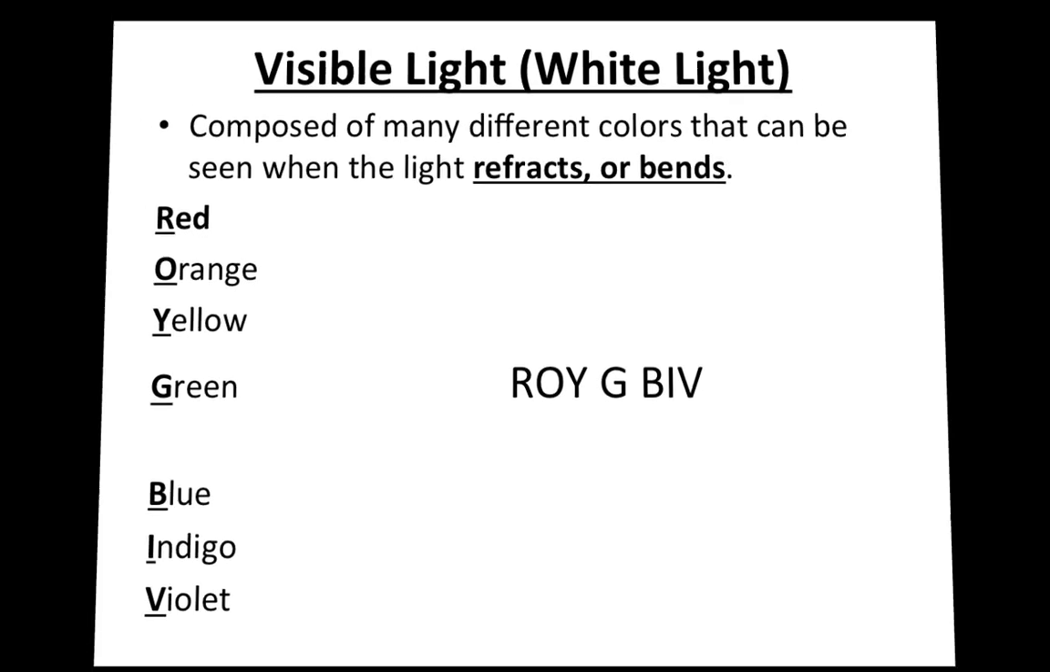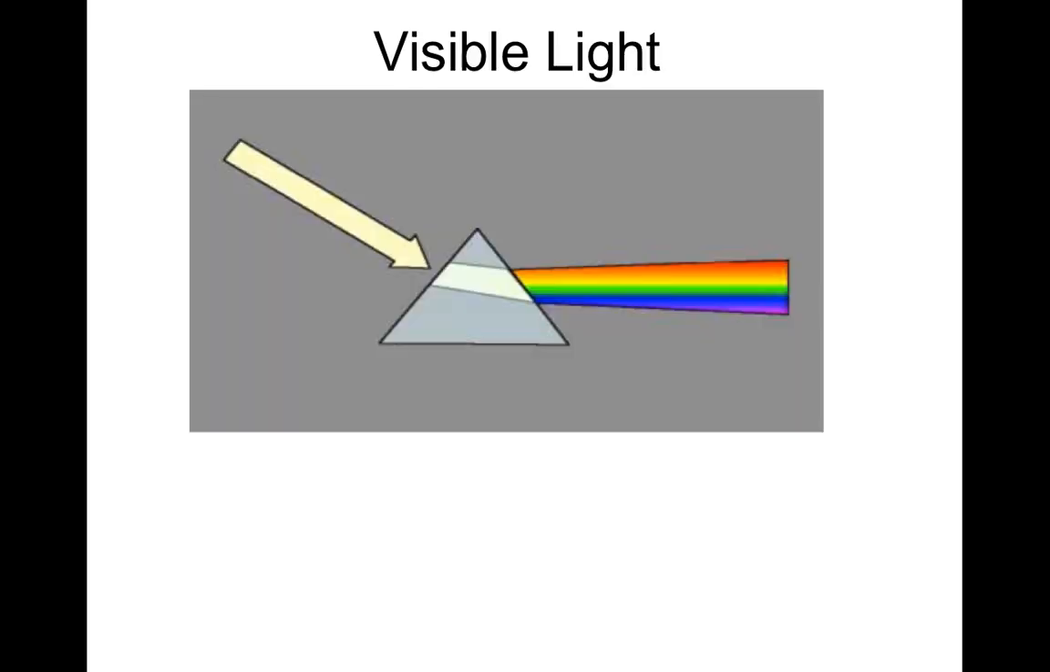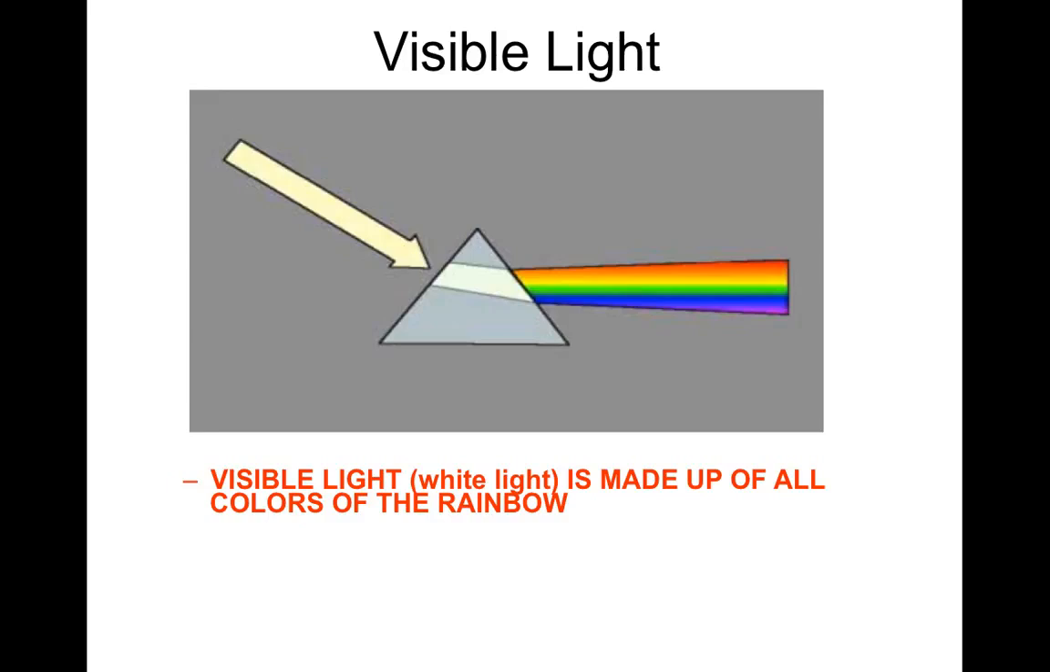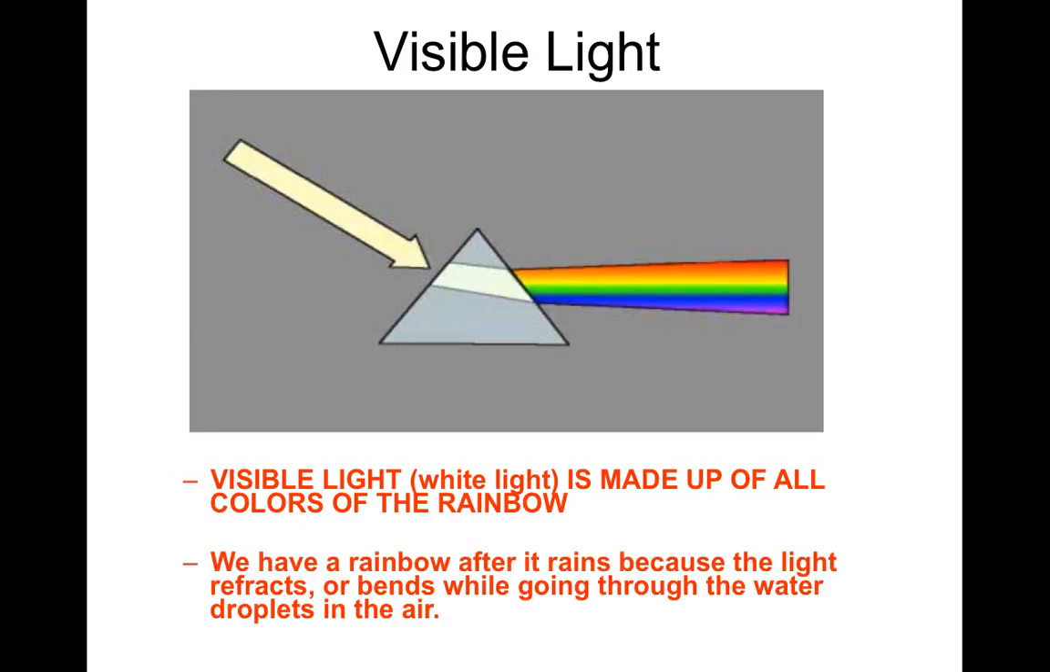Here is light hitting a prism at an angle and as a result refracting as it goes through or bending. When it refracts or bends, we can see the colors of visible light. Again, they're the colors of the rainbow. This is why we see a rainbow. Basically, after it rains, the light refracts or bends while going through the water droplets in the air. When the water droplets disappear, the rainbow will as well.